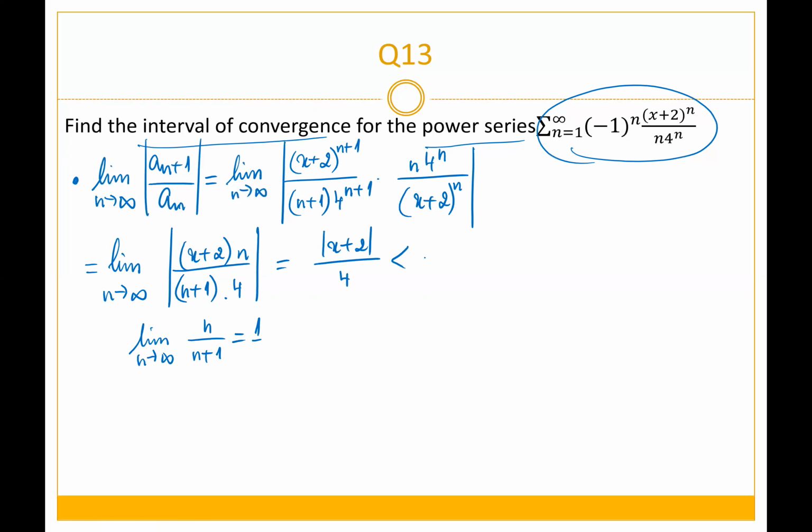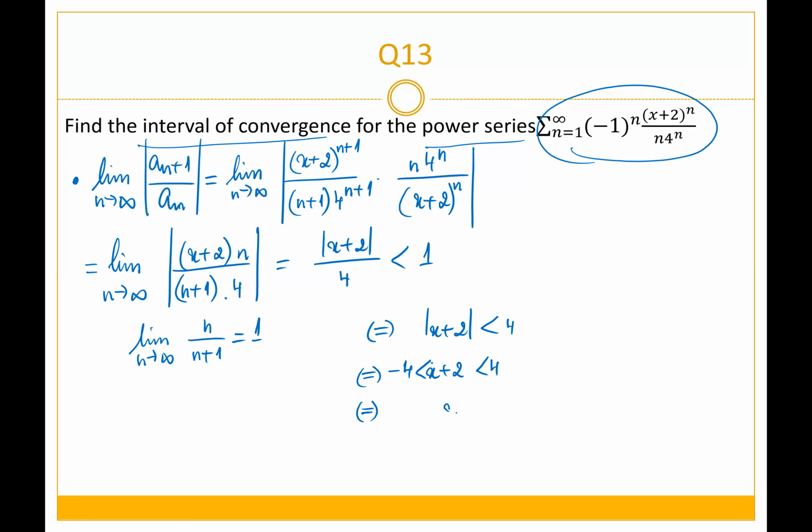Now you want this part to be smaller than 1, or you have the absolute value of x plus 2 smaller than 4, or you have x plus 2 between -4 and 4.